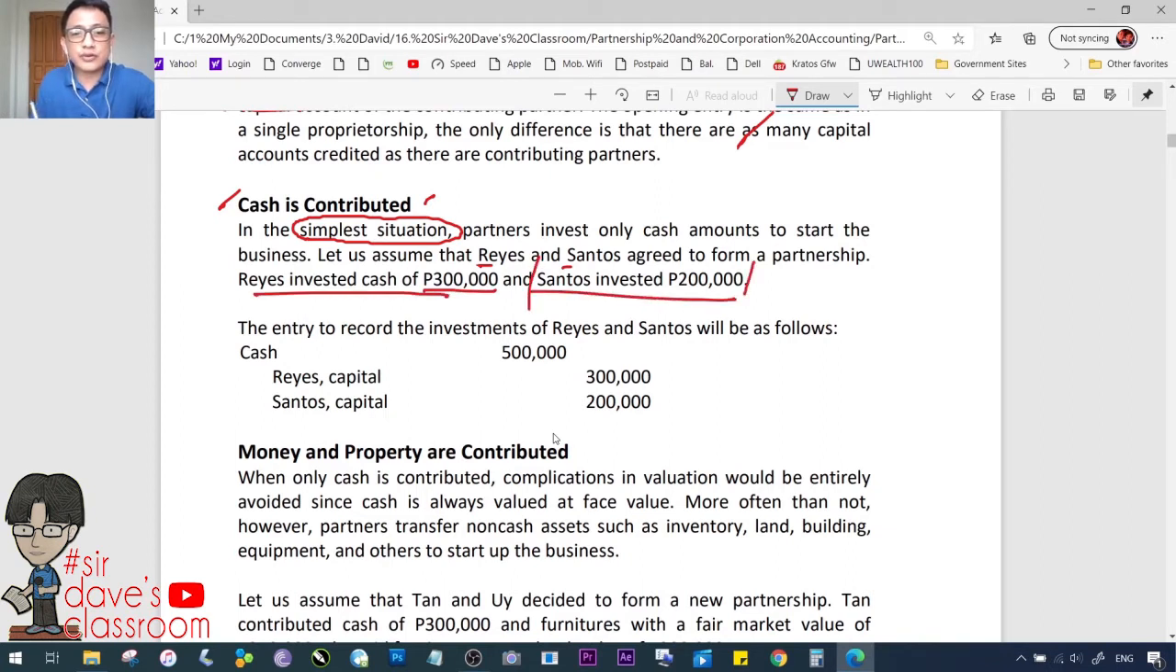The entry to record the investment of Reyes into the partnership business would be debit cash, credit the capital accounts. Of course, which will be supported by official receipts, tama, as we have studied in chapter 5 of the book 1, yung part 1 natin, as evidence na tumanggap yung partnership ng pera galing sa mga contributors or the partners. Why? Because the partners are distinct. They have different entities from the partnership business. So this is our entry.